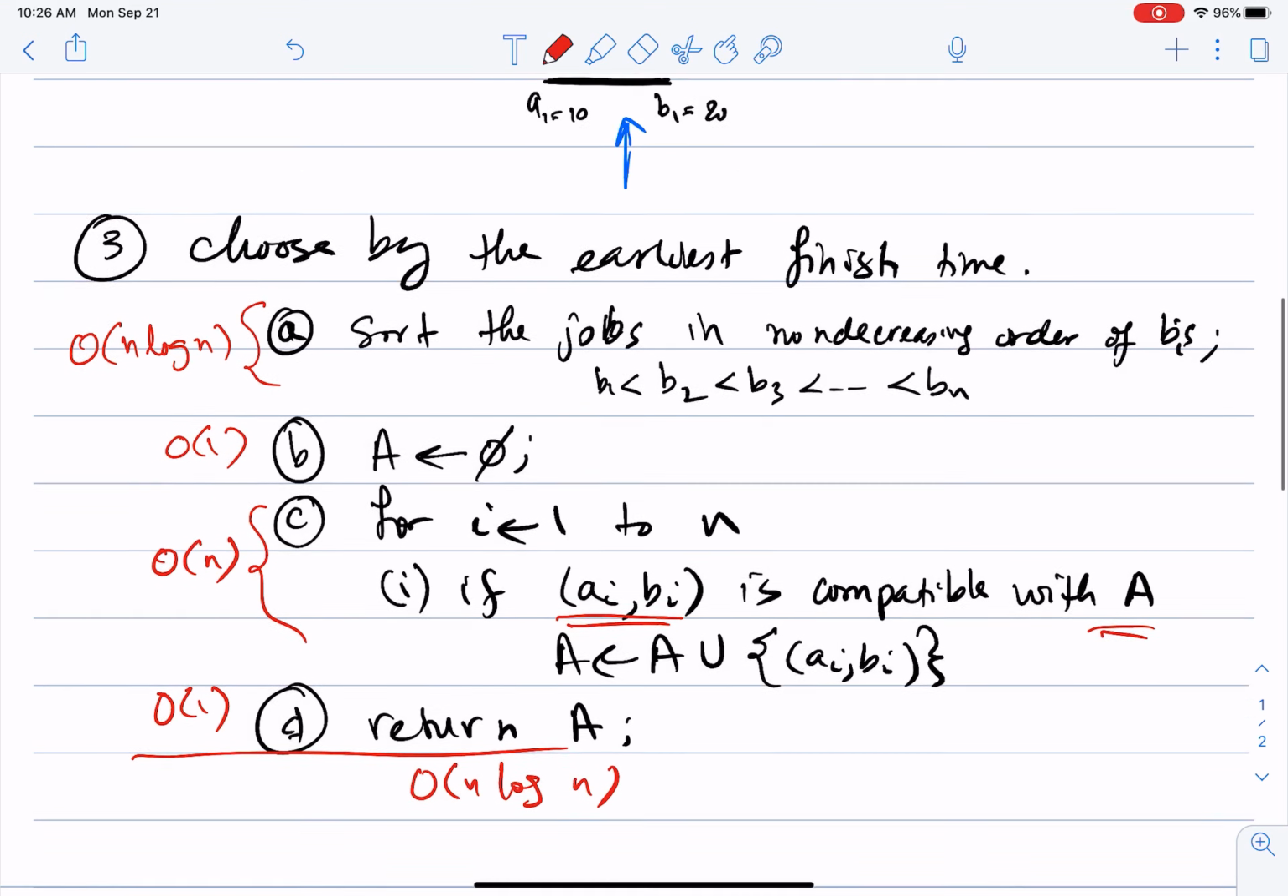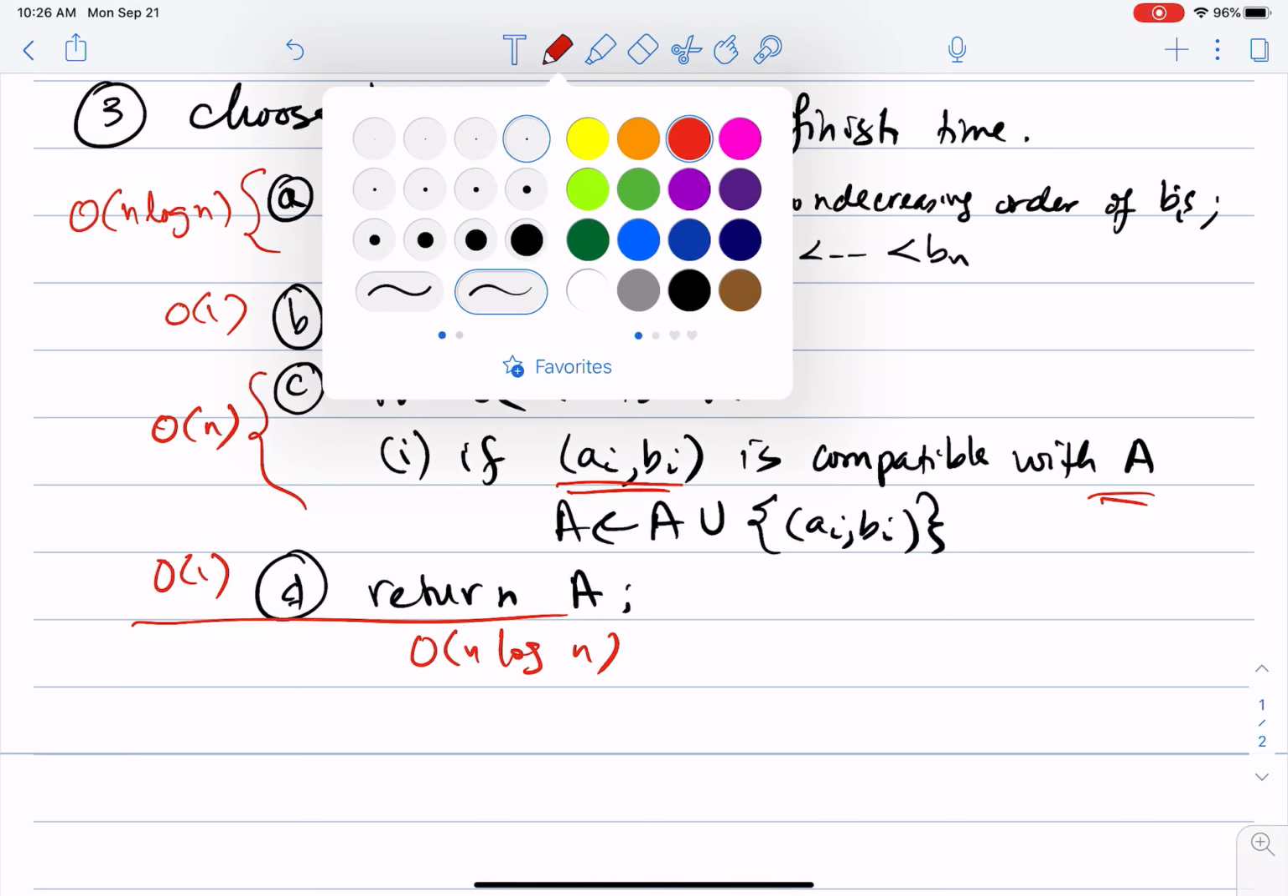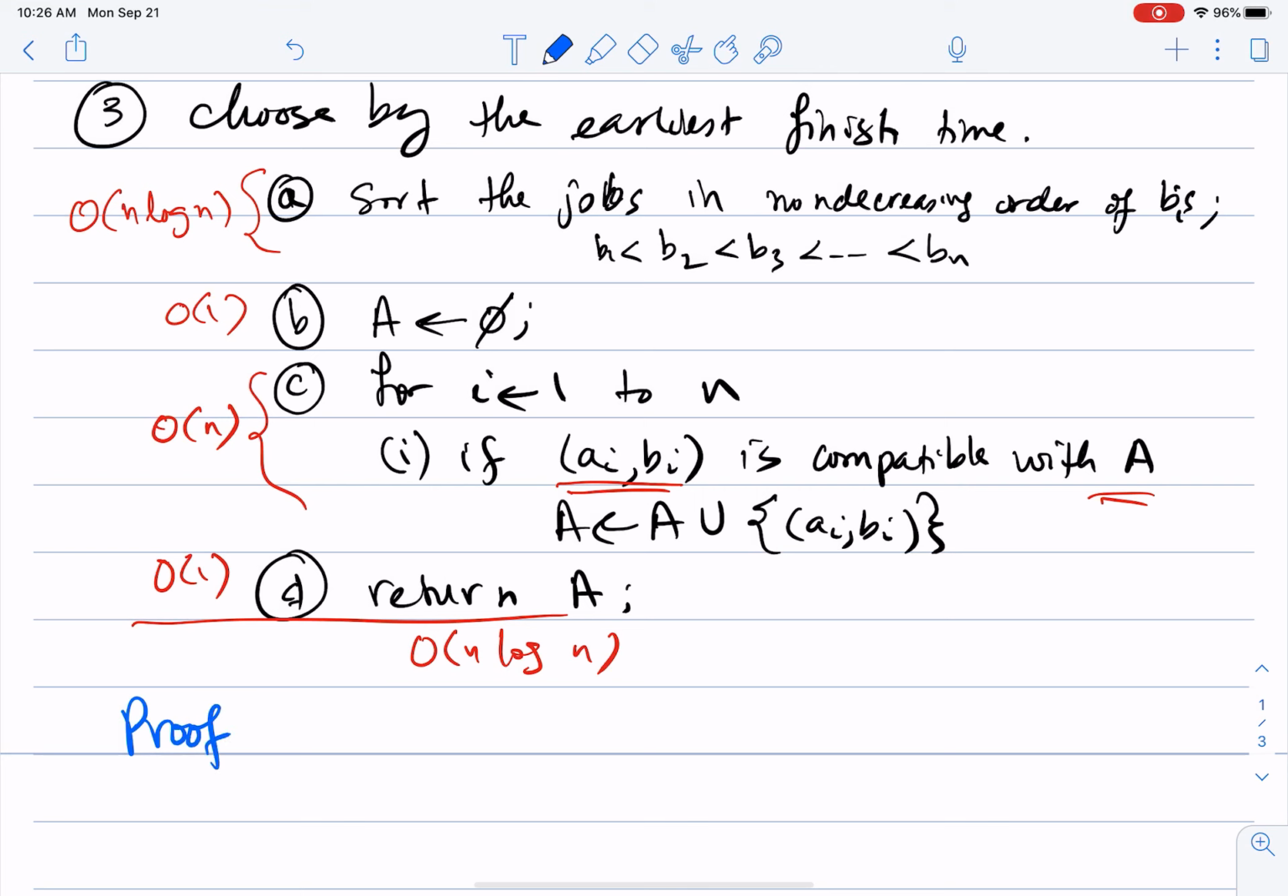So now, how do we prove correctness of this algorithm? Again, I am proving the correctness of the greedy algorithm that chooses by the earliest finish time. Proving correctness of greedy algorithms in general, almost all of them, regardless of the problem, they all have the same strategy, okay? What is the strategy? It's usually a proof by contradiction.